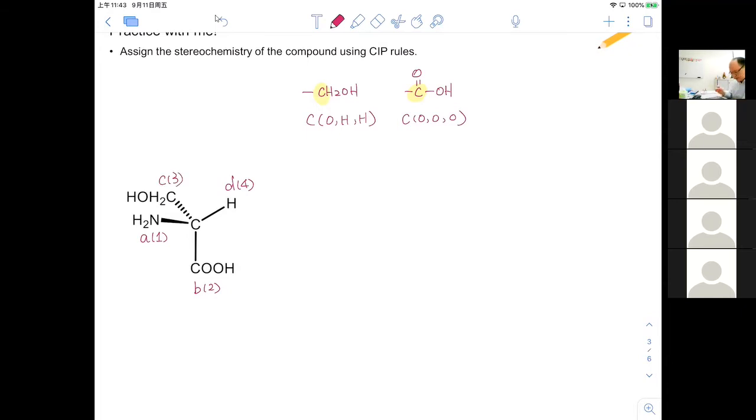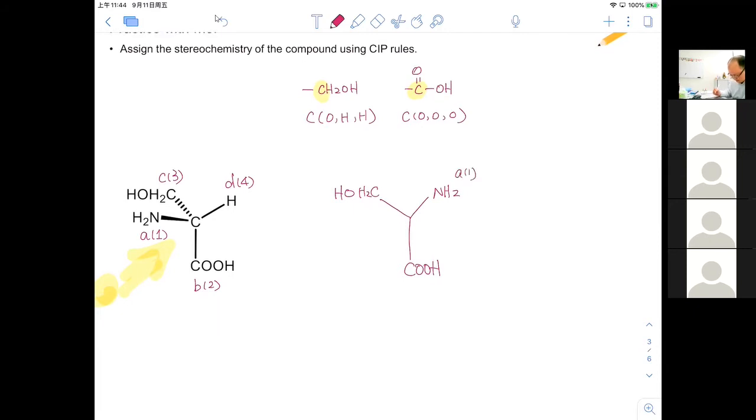All right. Now, the direction you look from: you put this H in the back, right? The direction you should look at is here. That's your eyes. And then what you see is that the NH2 is on the right, CH2OH on the left, and the COOH is at the bottom. Then the NH2 is the biggest, A. COOH is second biggest. CH2OH is third biggest.